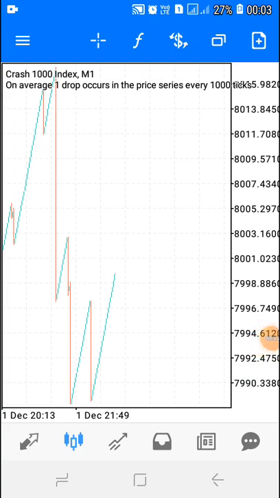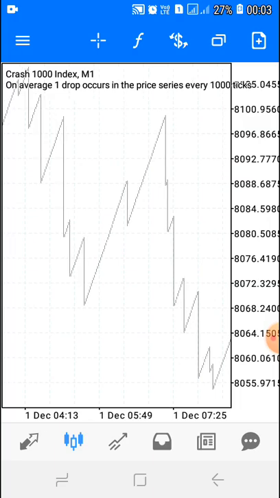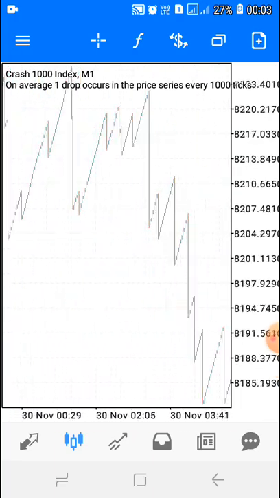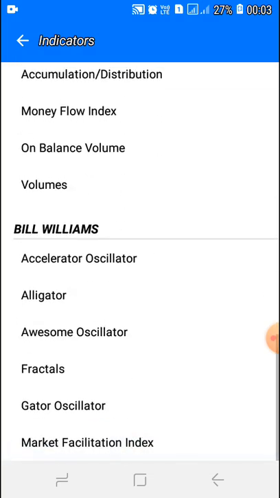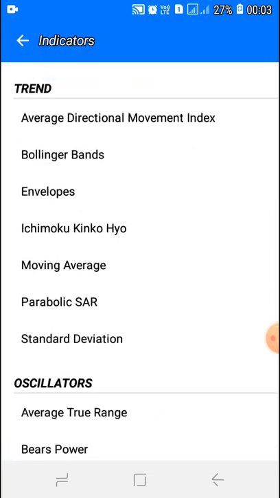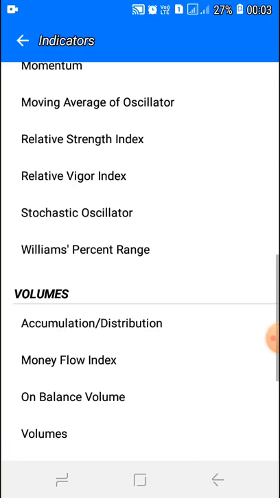Okay, so in today's video I'll be showing you guys a cool Boom and Crash spike strategy. What I want you to do for me is make sure to watch this video until the end. Okay, so without further ado, let's get started. The three indicators that we're going to use for the strategy are the envelopes, moving average, and RSI.